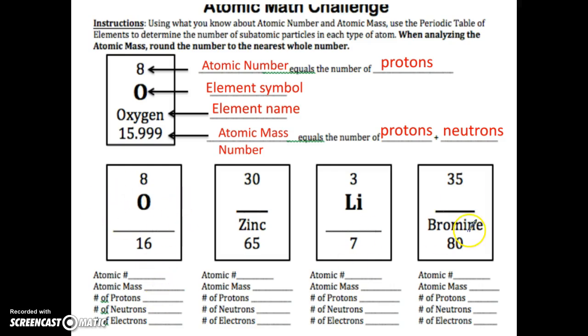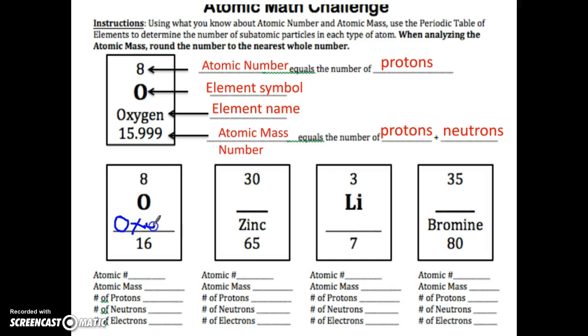So basically on this sheet, everything that has a blank you're going to fill in. You're going to be using the periodic table that you got in class to fill in all these blanks. First we're going to find O, which has an atomic number of 8. O stands for oxygen, so we're going to go ahead and fill this in.